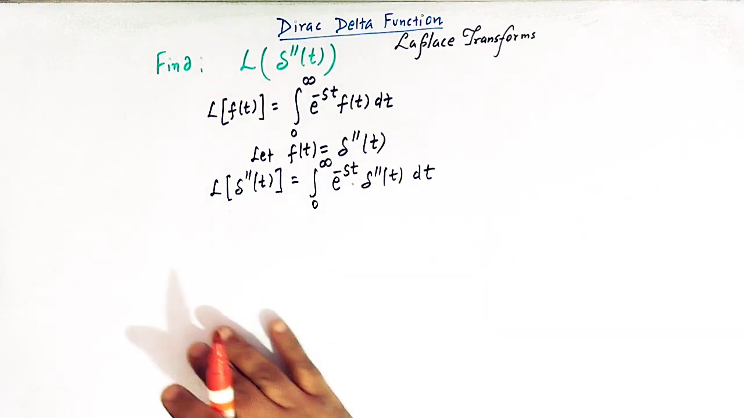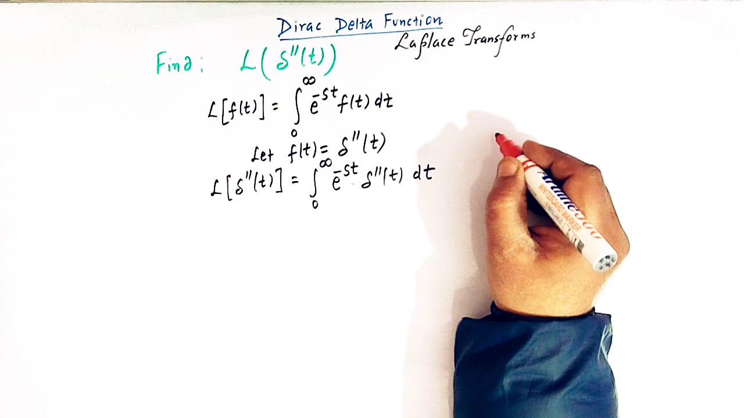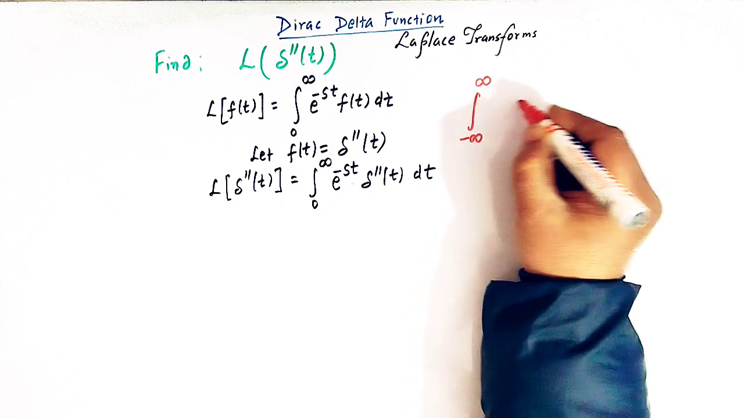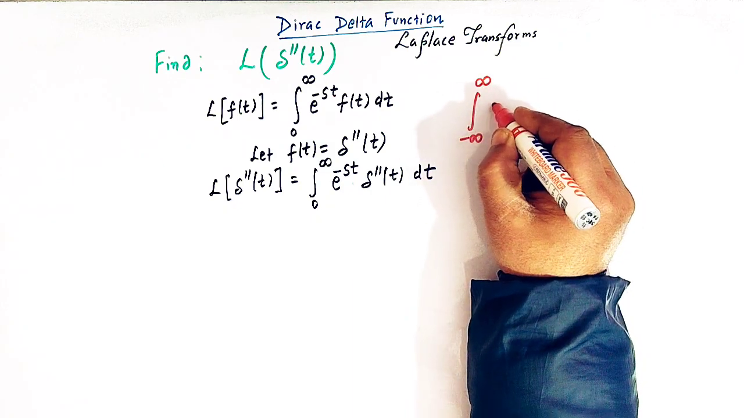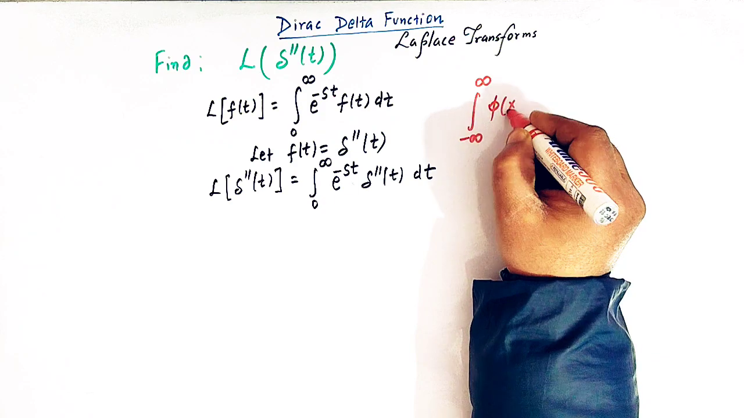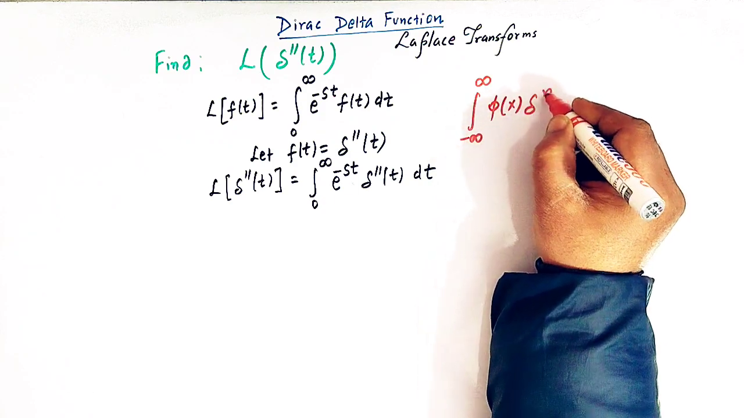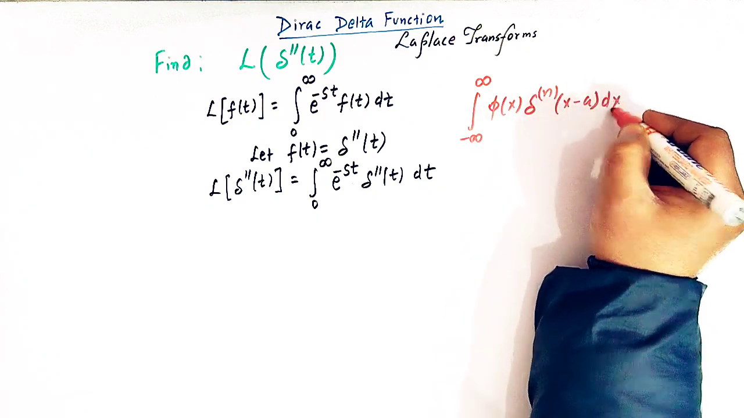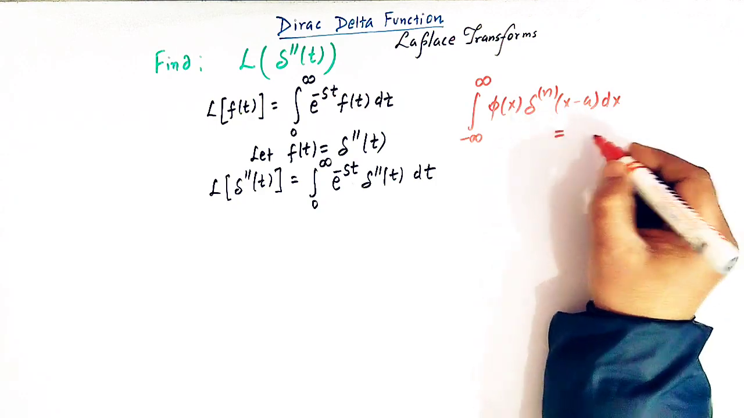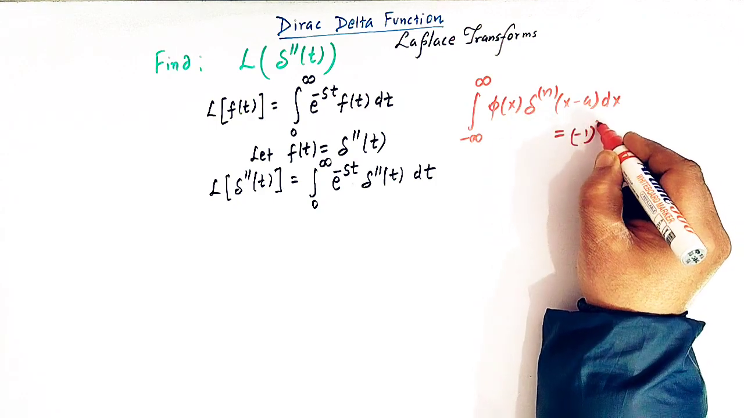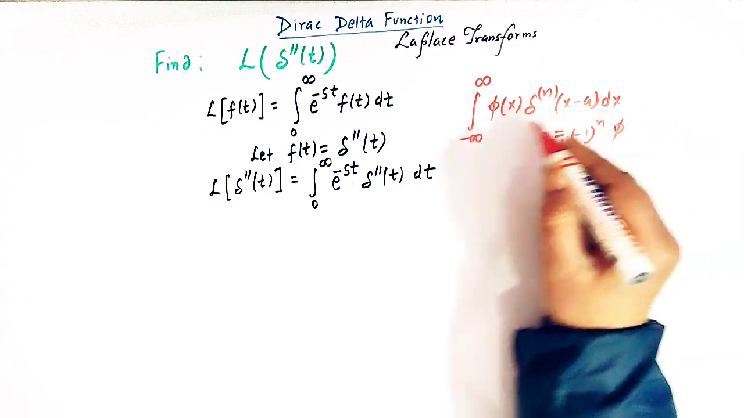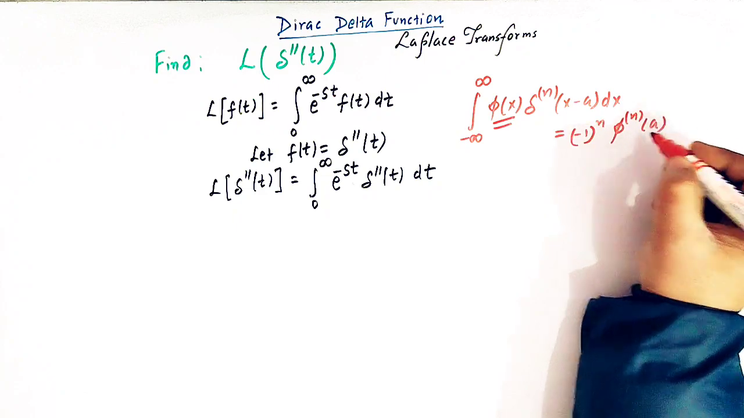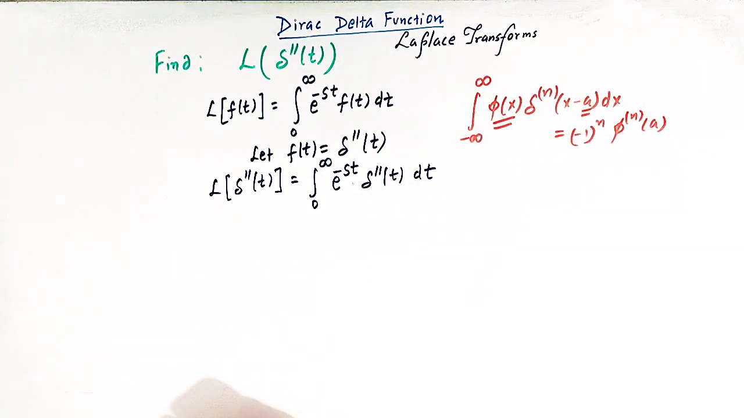So viewers, we know an important property of Dirac delta function, which says that the integral minus infinity to infinity, and if we have some function here, say phi of x, and here we have delta and nth derivative at x minus a dx, then this integral is equal to negative 1 raised to n, and the nth derivative of this function phi x at the point x is equal to a.